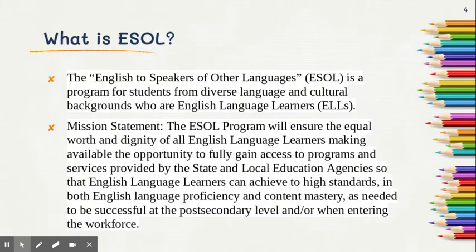What is ESOL? I will not read this quote verbatim, but these are the statements about the ESOL program that was provided by Valdosta City Schools. This was taken from the website. Make sure that you understand what the ESOL program is and what it looks like and our goals for our students.